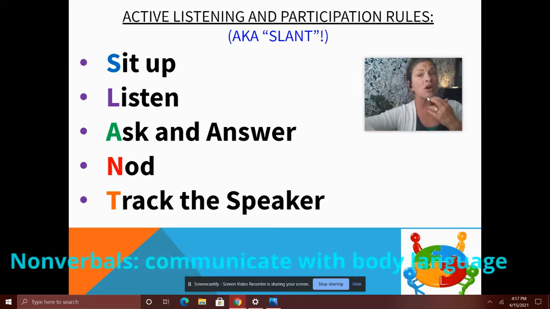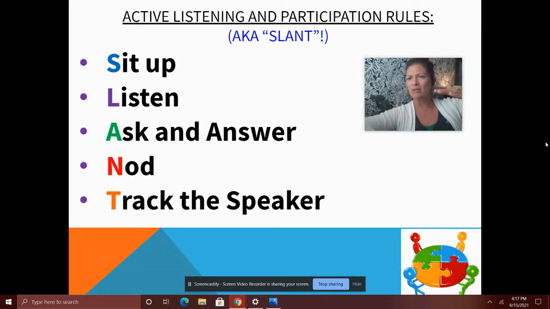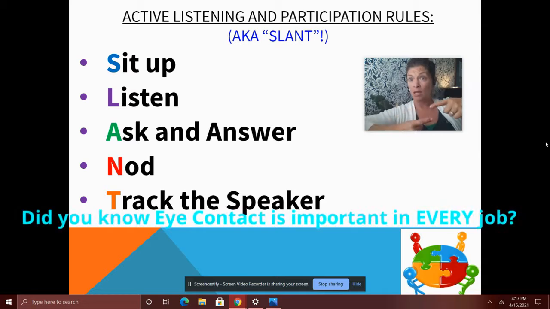An effective way of non-verbally communicating that you're listening actively is to nod and give non-verbals like, yeah, I got it. I totally understand. Or, ooh, slow it down. Do it one more time, yeah?